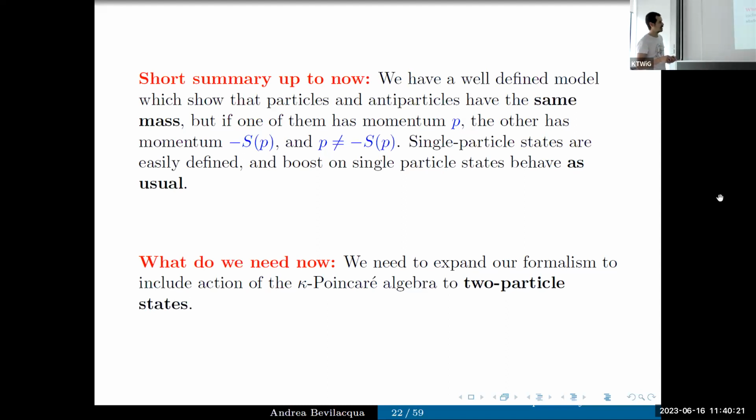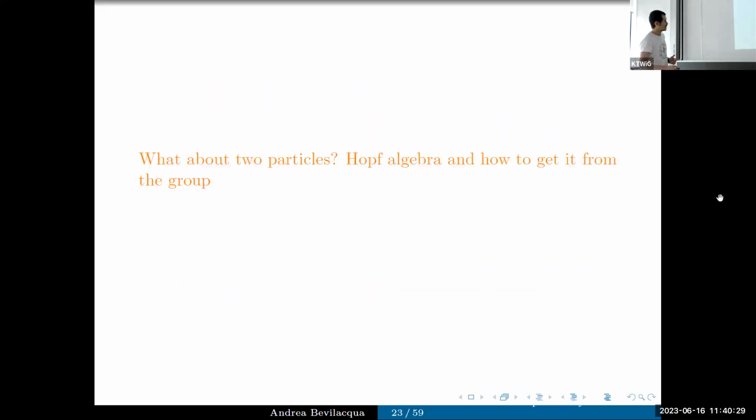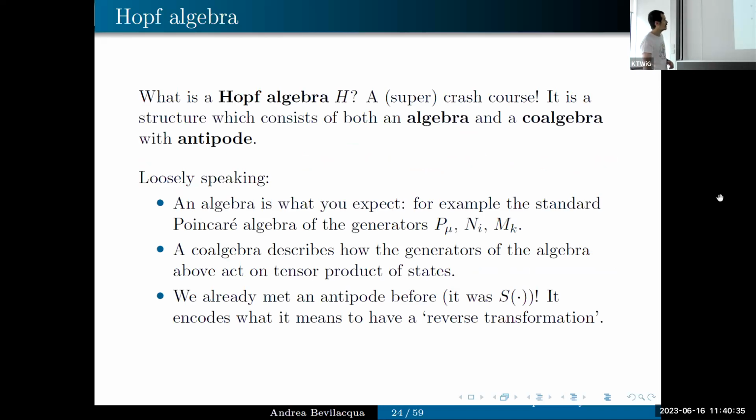What do we need now? Now we need to expand our formalism to include the action of the k-Poincaré algebra on two-particle states. So what about two particles? We need to understand what a Hopf algebra is and how to get it from the group.